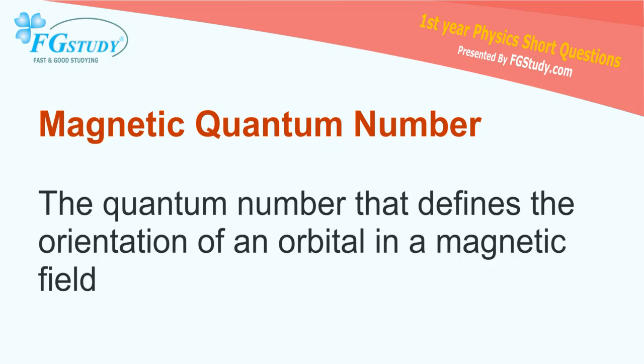Magnetic quantum number: the quantum number that defines the orientation of an orbital in a magnetic field.